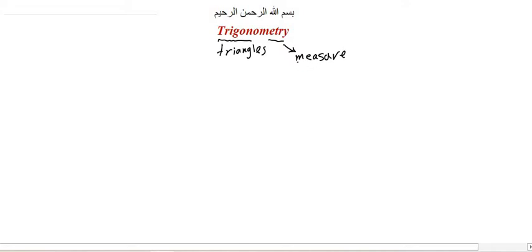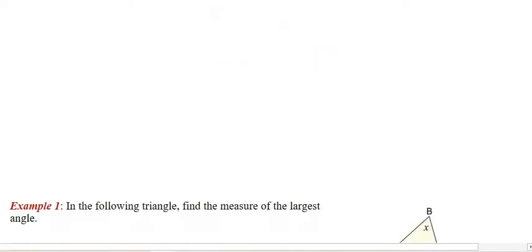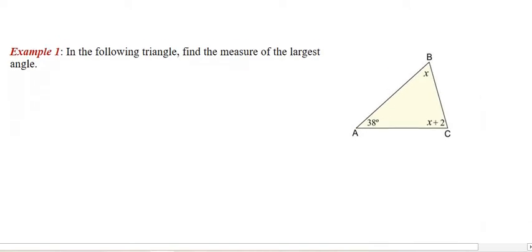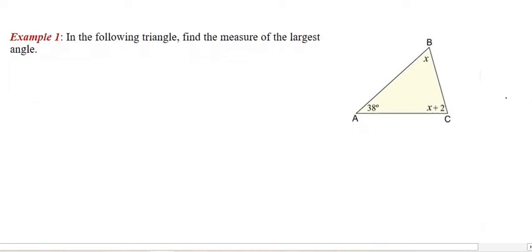What do I mean by solving triangles? If I ask you to solve a triangle, it means you are required to find out the missing side or the missing angle or both of them. Let's have the first example. In the following triangle, find the measure of the largest angle.